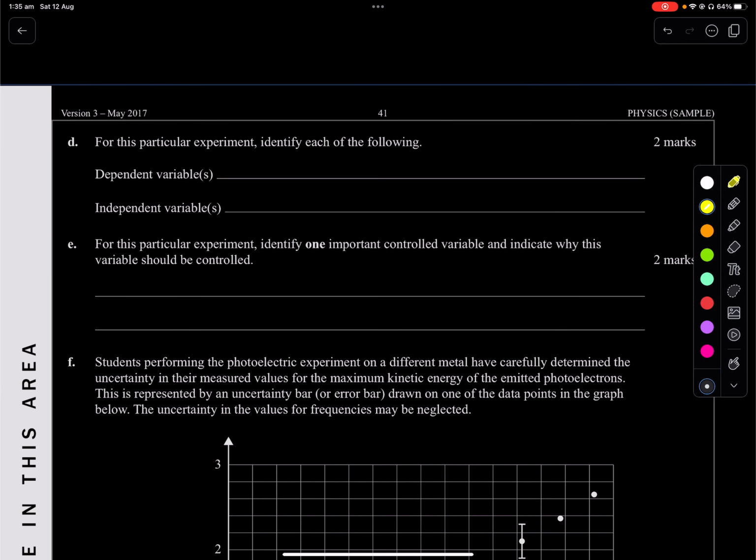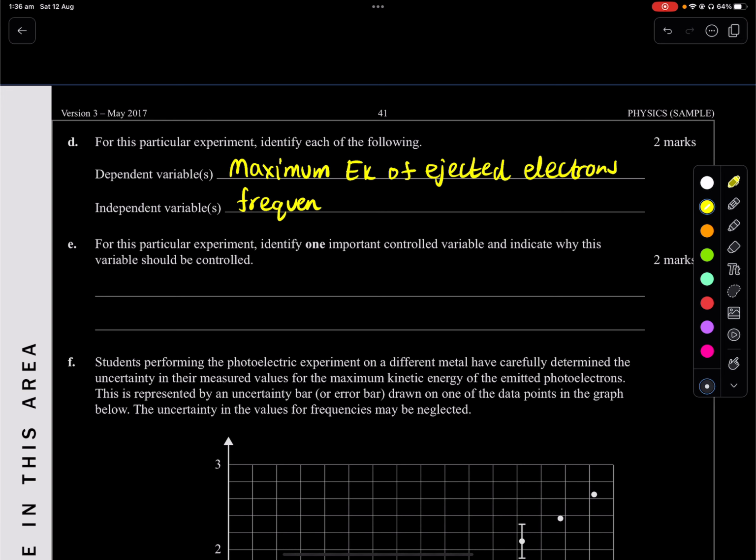Yes, you need to know this, by the way. In the formula sheet, you should know what the dependent and independent variables are for the photoelectric effect experiment. One of the dependent variables is the maximum EK of ejected electrons, that's one. And one of your independent variables is the frequency of incident light.